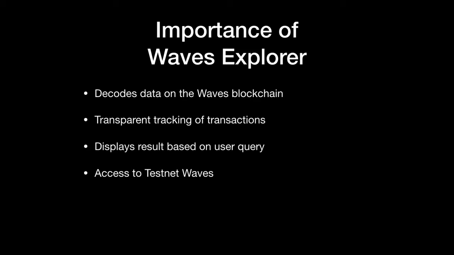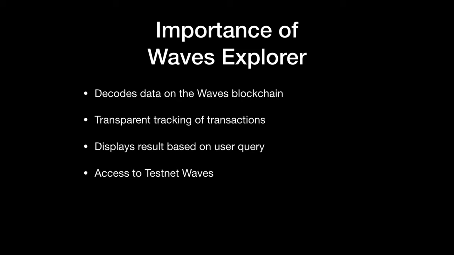First, transactions and data and information are stored in the blockchain and they are encrypted, they are encoded for safety and security reasons. But with the Waves Explorer, anyone is able to get this information in a decoded way. So the Waves Explorer decodes data that are on the Waves blockchain. So rather than showing you encrypted data, it decodes it and presents it to you in a way you can understand. Also, it helps you to transparently track transactions on the Waves blockchain.